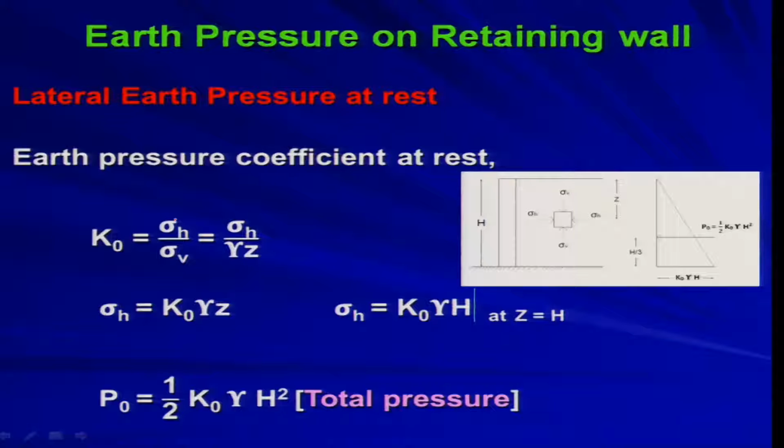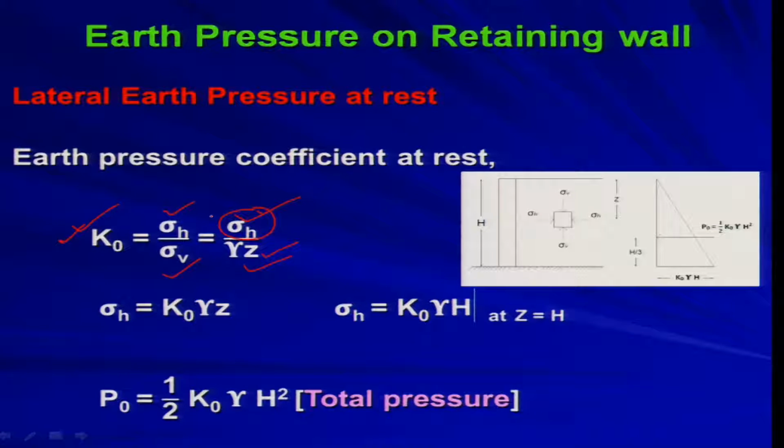So, now first we are going to find out earth pressure coefficient at rest condition. Earth pressure coefficient at rest condition is defined by K naught, which is nothing but sigma h by sigma v, that is the definition of the earth pressure coefficient. Sigma v is nothing but gamma z. So, if you know K naught and if you know at what depth you are considering, therefore sigma v is known to you, you can find out sigma h.